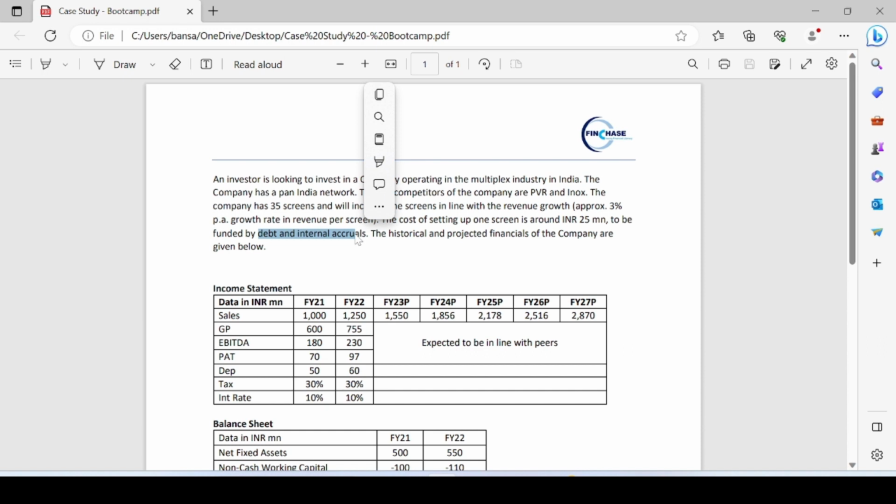It means that if our number of screens is increasing in the upcoming years, then our debt is also going to increase. Since we do not have any information on the ratio in which this 25 million will be split between debt and internal accruals, we can assume that the entire amount of 25 million is going to be funded by debt.